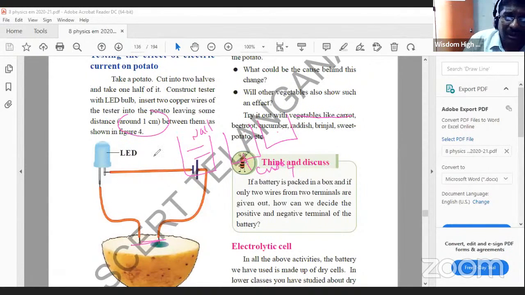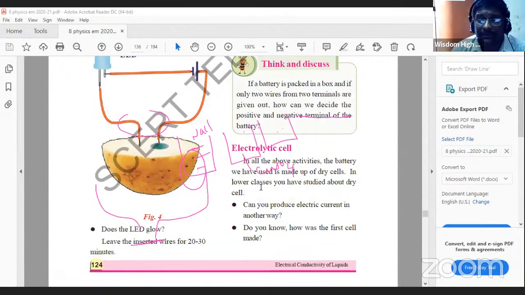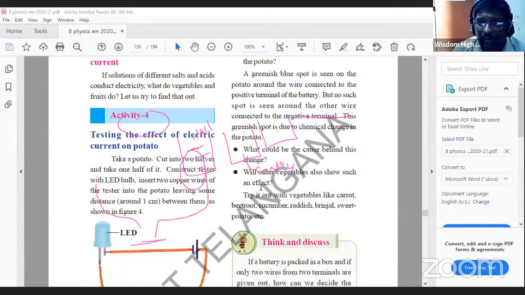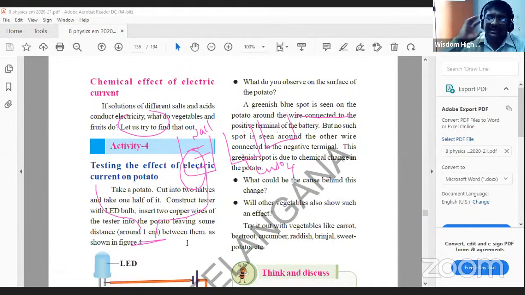Two pins are inserted first. One inserted wire should be connected to the longer lead of the LED bulb. Next, one more electric wire is inserted and the other end connected to the positive terminal of the battery. The shorter terminal is connected to the negative terminal, and the longer terminal joins the positive terminal. We construct it like this and observe after 20 to 30 minutes. What happens is that a greenish layer forms around the positive terminal connector. You may identify why it formed, how it changed to a different color, and what the reason is.